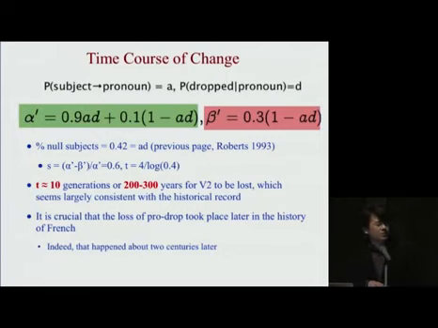So it's crucial here for the story to work that the loss of pro-drop took place later in the history of French, so after V2 was lost, because otherwise it would not be possible. Okay, that's indeed the case, because pro-drop actually was lost about 2 centuries after V2 was completely gone. Okay? So this illustrates a set of changes for which the outcome was entirely predictable on the basis of the intrinsic properties of grammar and the numerical tabulation of how often they contradict each other.